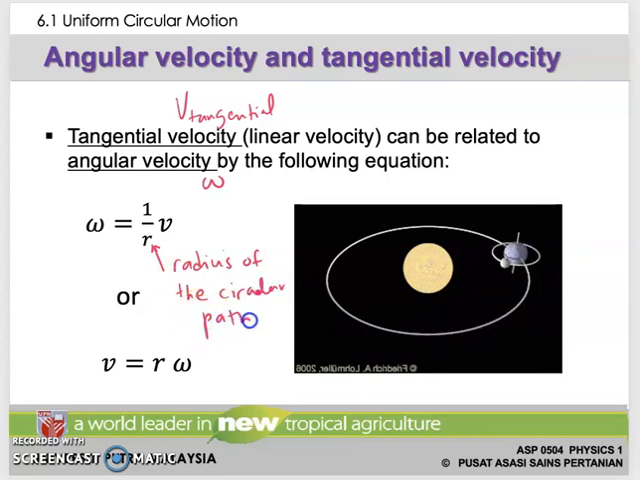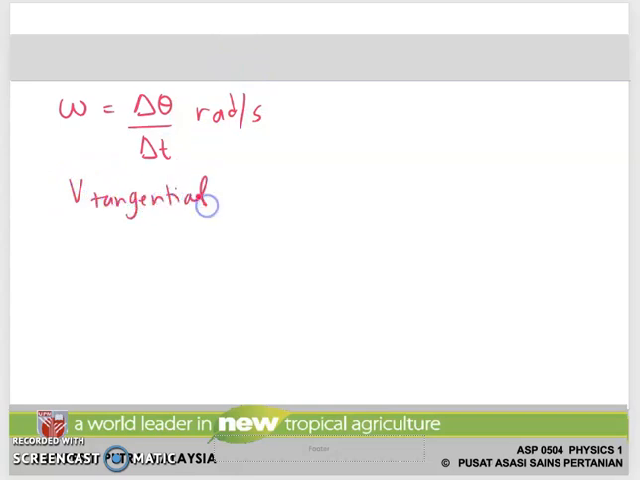Circular path. For example, the radius of this circular path is from the center to here. That is your R. Okay? So far we have learned about omega, which is delta theta over delta t, and the unit is radian per second. And then we learned about V tangential, which is a linear velocity. And we related these two by V = r omega, where r is the radius.